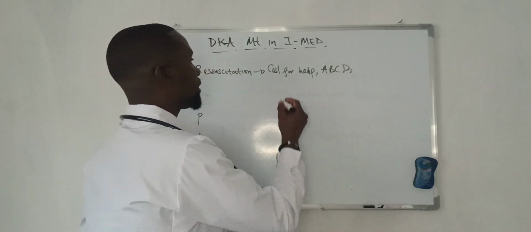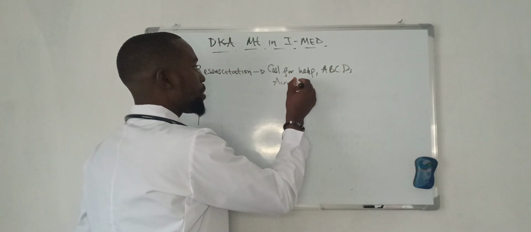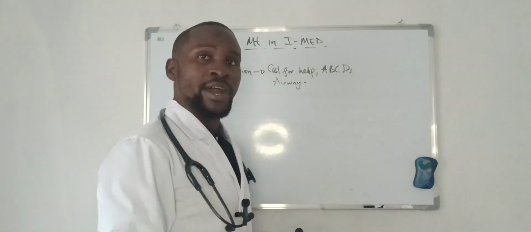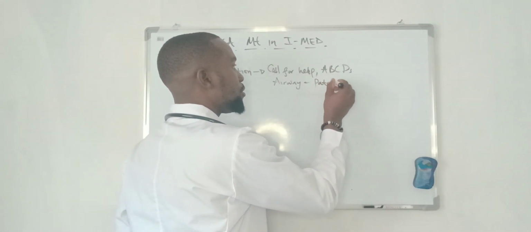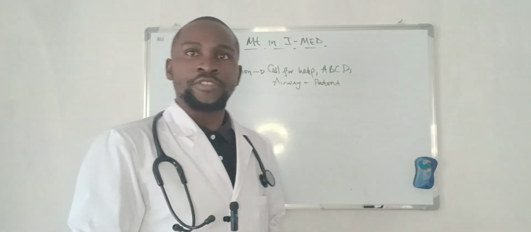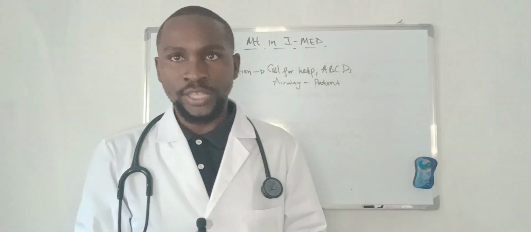Okay? Do your ABCDs. Your A is your airway. Make sure the airway is patent. If there are any secretions, make sure you suction the secretions.